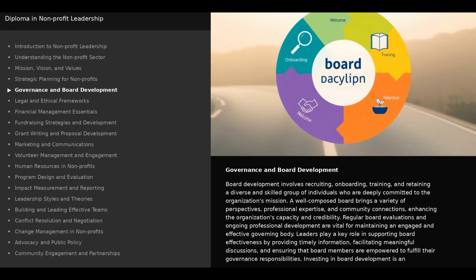Leaders play a key role in supporting board effectiveness by providing timely information, facilitating meaningful discussions, and ensuring that board members are empowered to fulfill their governance responsibilities. Investing in board development is an investment in the long-term health and impact of the nonprofit.